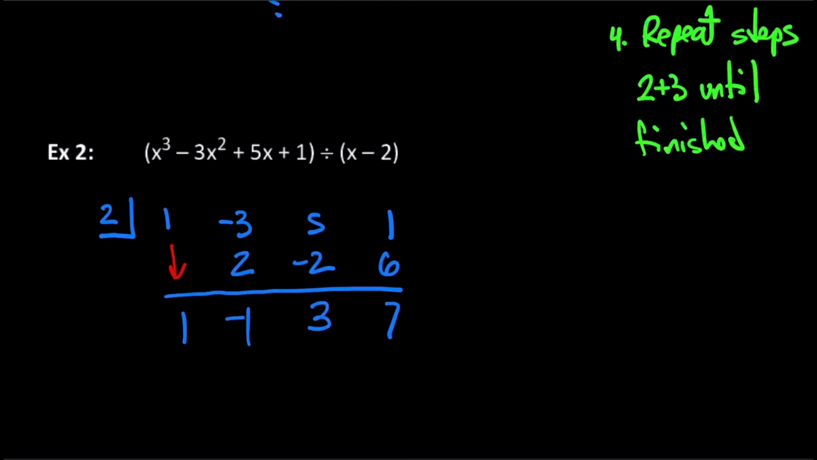Where do you think this 2 came from? Well, it has to do with this right here. If you notice, my factor is x minus 2. What would the root be from that? The root would be positive 2. So this number here is the root, not the factor. Okay, well, where do these numbers come from? Well, if you notice, that's a 1, that's a -3, that's a 5, and that's a 1. So those right here are coefficients.